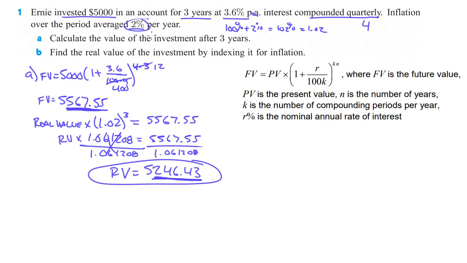Okay, so in other words, if he was saving up for something, investing $5,000 because in 3 years he wants to buy something that's $5,500, that item that costs $5,500 right now is going to inflate to more than $5,500 in 3 years. So he'd be able to afford something that was $5,250 basically, is what this is getting at. Okay, so that was part B right there.